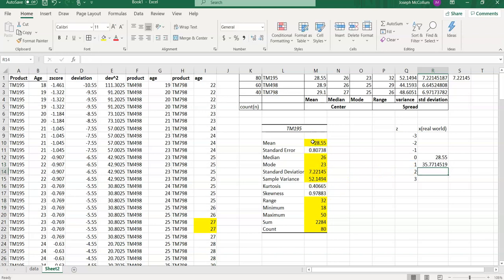Boom. And there it is. That is my z, my perfect real world number for a Z of 1. It would be 35.77 years old. The units here are years because we're looking at age, if that wasn't clear before.